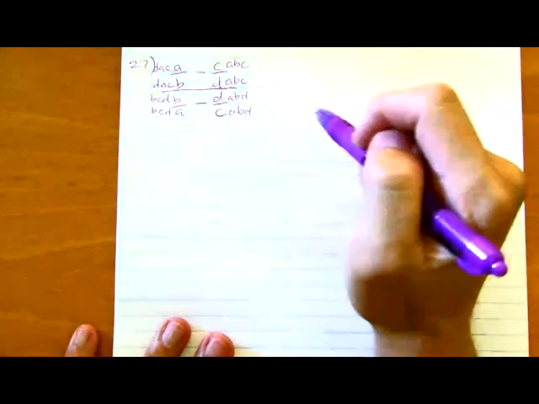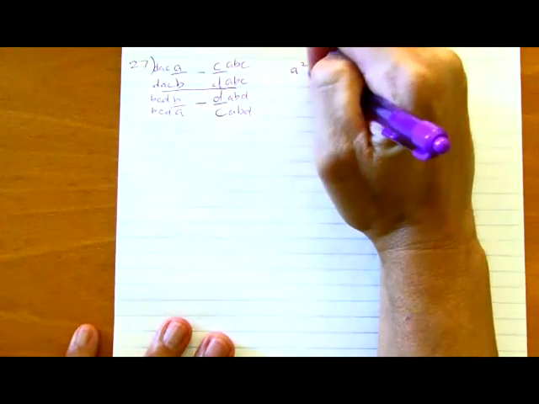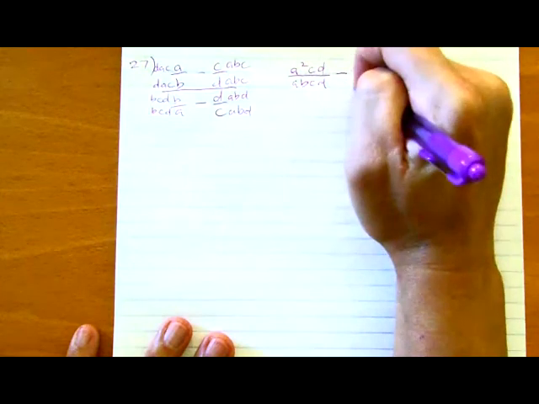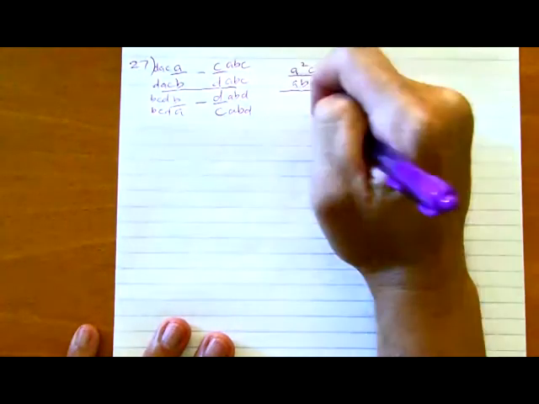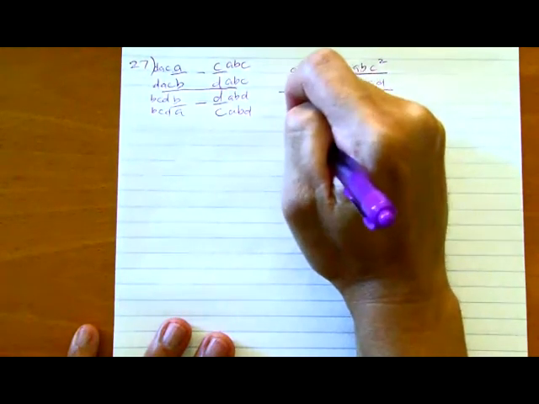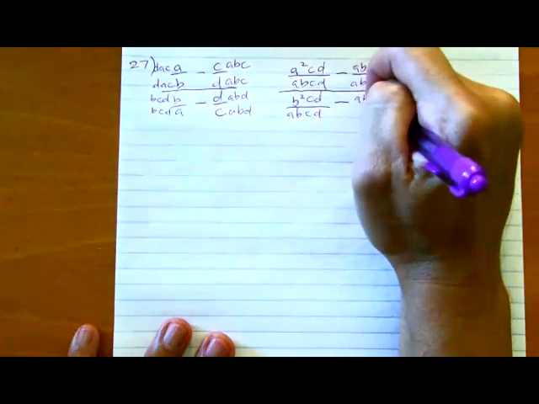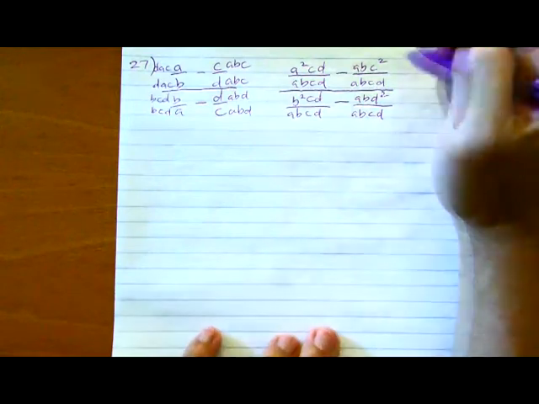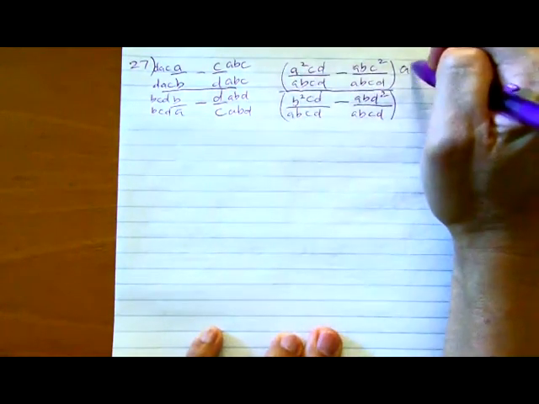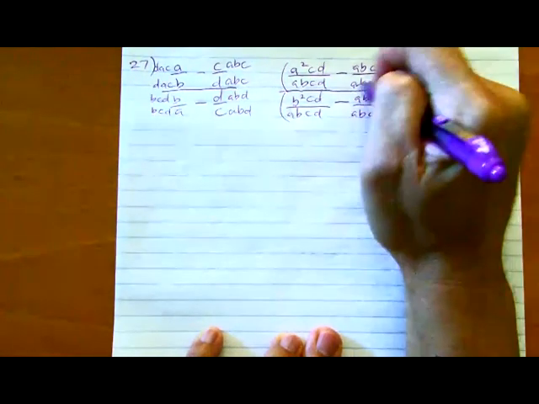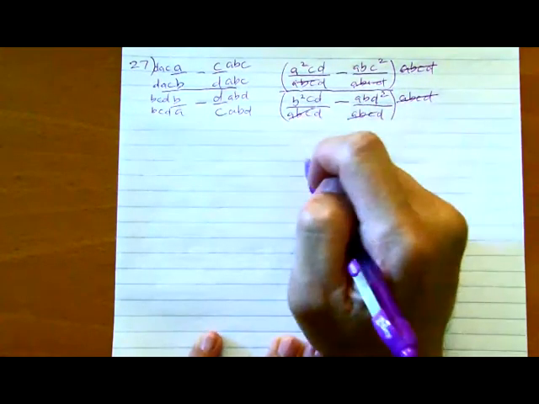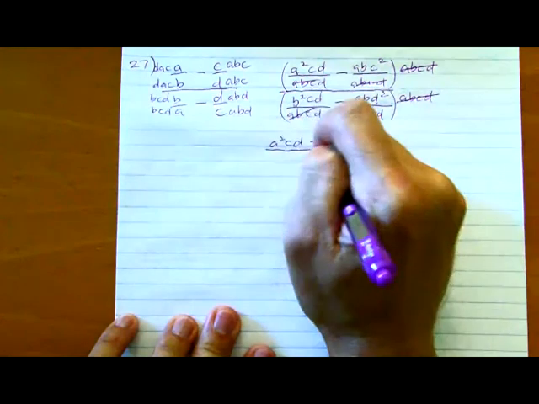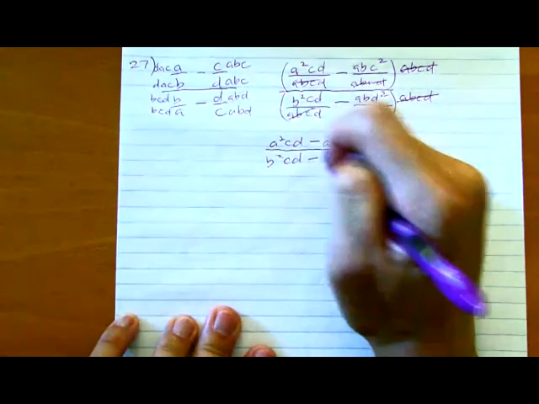Okay, let's see. A squared cd over abcd minus abc squared over abcd, all over b squared cd over abcd minus abd squared over abcd. Okay, all the denominators match. I'm going to multiply top and bottom by a, b, c, d. That'll get rid of all the denominators. Okay, that'll give us a squared cd minus abc squared over b squared cd minus abd squared.